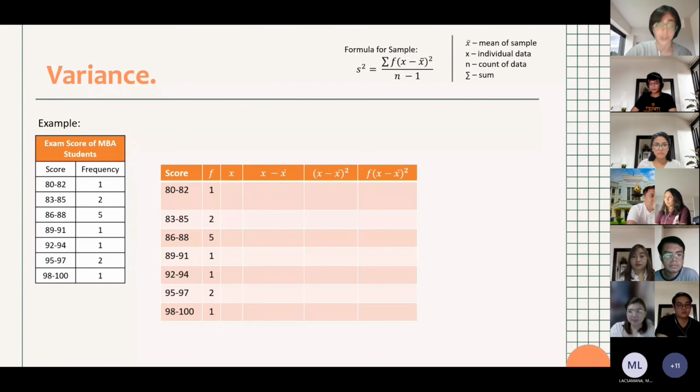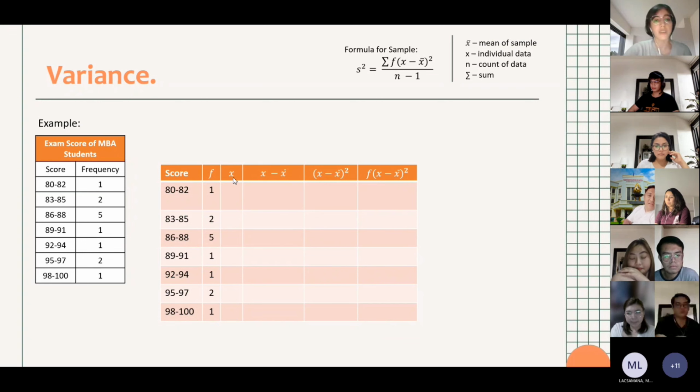Okay? So for the computation of variance, my tactic or my technique to compute is gagawa muna tayo ng table. So here's the table. It consists of 6 columns. So for the first row, ito yung score, frequency, x minus mean squared, then frequency times x minus mean squared.